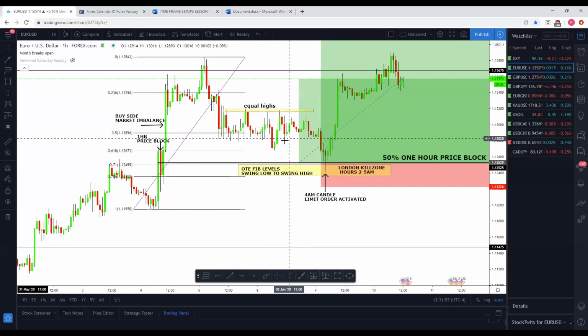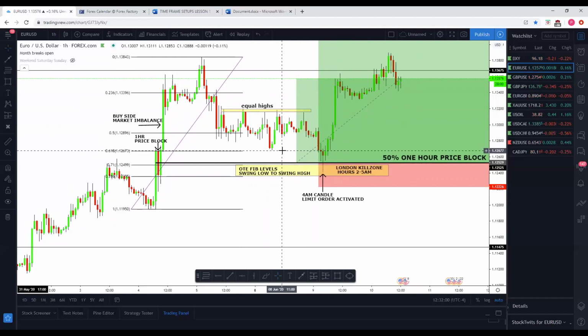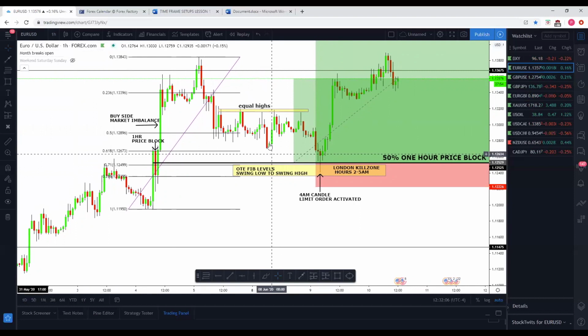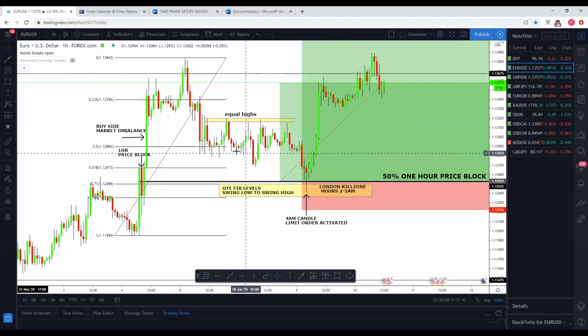And we wait for our kill zone hours. For London, this is the London pair, this is Euro USD. We wait between 2 and 5 a.m., which is our kill zone hour. That's the time where we usually look for entry on Euro USD, GBP USD, because these are London-based pairs. These are when the pairs move.